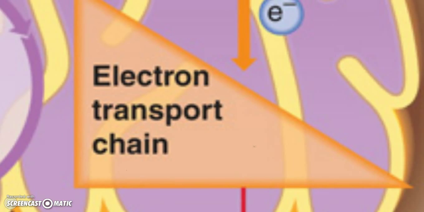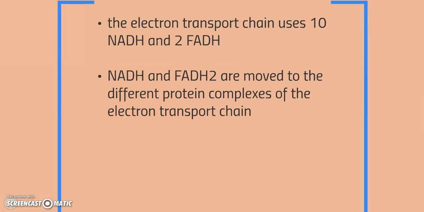So now we're going to get into the electron transport chain. It uses 10 NADH and 2 FADH2 derived from glycolysis and the Krebs cycle. The electron carriers NADH and FADH2 are going to be moved to different protein complexes of the electron transport chain that are lined up on the membrane between the matrix and the outer compartment.